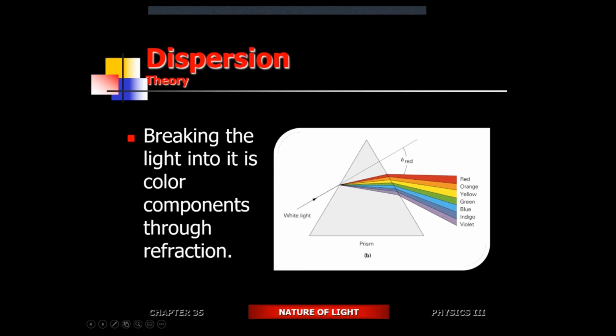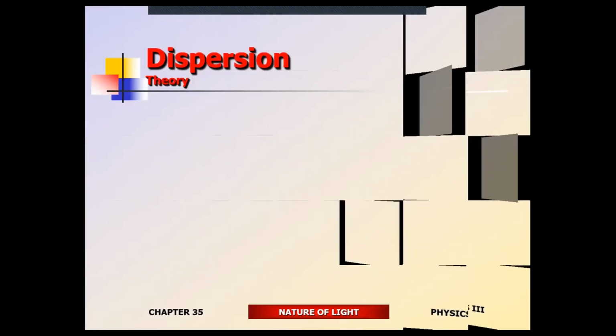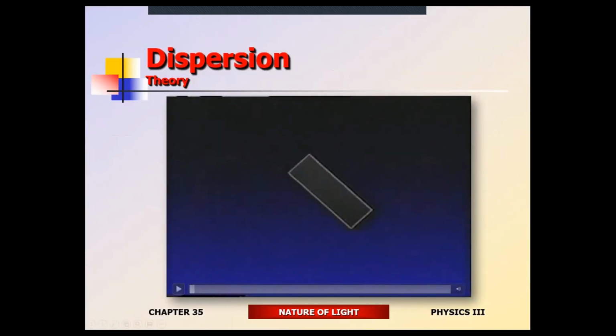Look, the violet is going to bend more through the material than red does. So what that means is that red is going to be moving faster through the material than violet will. So dispersion happens because different colors will move at different speeds through the material. Different wavelengths will move at different speeds.